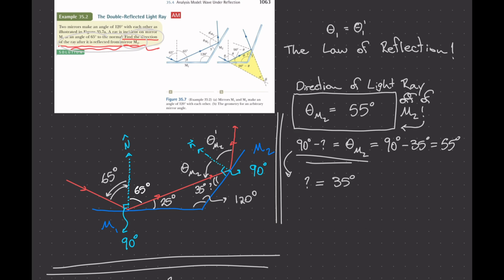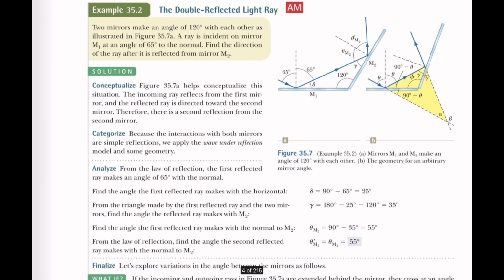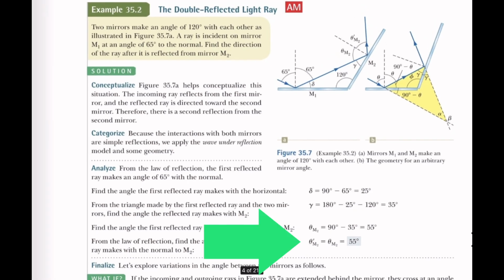Well, it's an example in the book. Perhaps we can take a look at the book, and the book gives us a final angle of 55, and they color it in blue. All right. Nice. So that's good. We got the right answer.